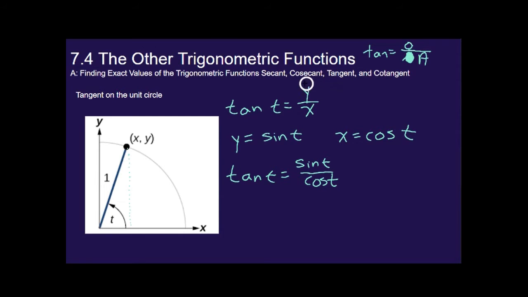Now, we need to look at some domain here because we have a fraction, right? So there is a value that x cannot be. What can x not be?